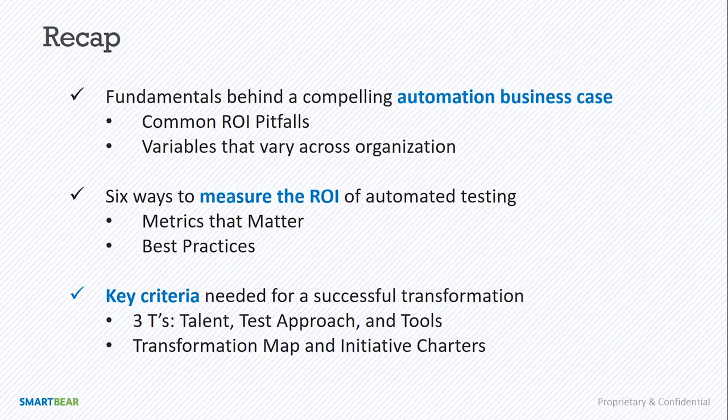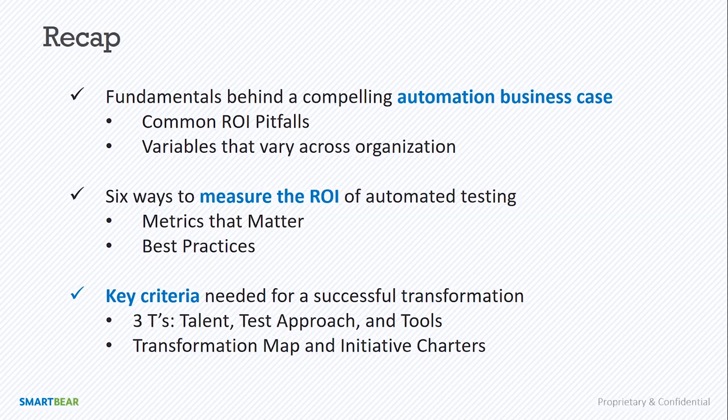We just wanted to recap everything that we went over today because we know that we gave you a lot of information to digest. So taking a look at those learning objectives that we shared at the beginning, the fundamentals behind creating a compelling automation case. So we talked about the common pitfalls here, but also the variables that vary across organizations, the inputs that you want to build into your automation business cases and really personalize for your organization, your industry, and your team. The second is those 6 ways to measure the ROI. We talked about the metrics that matter when doing this measurement, but also the best practices when wanting to improve these measures as well.